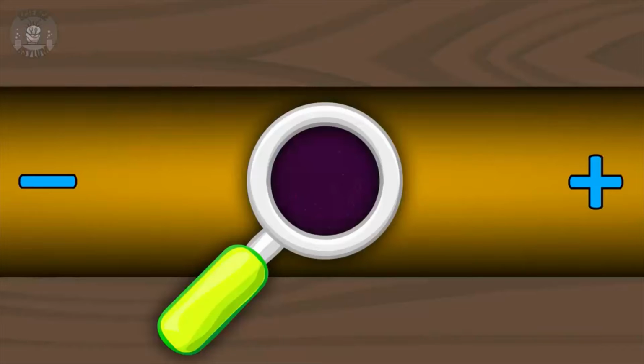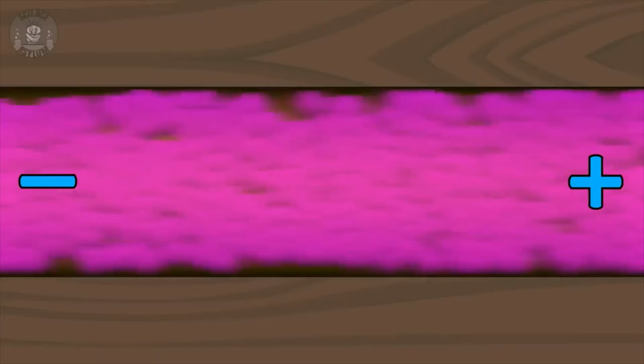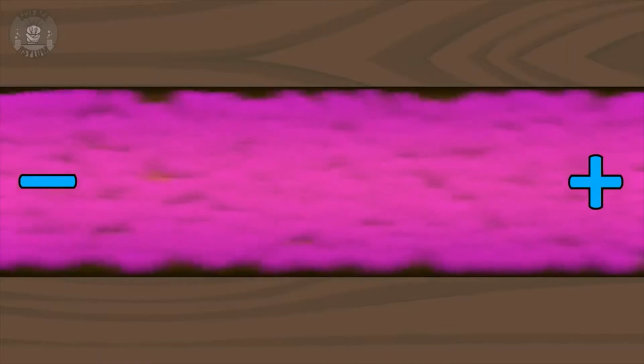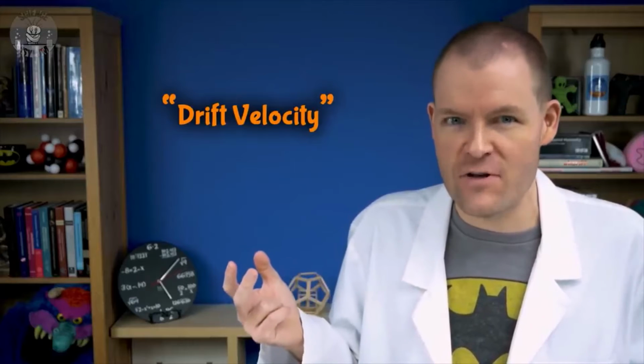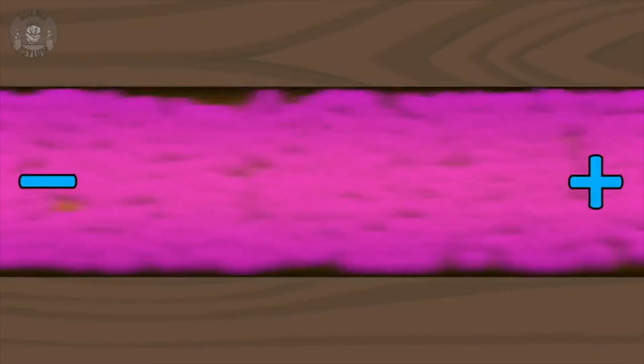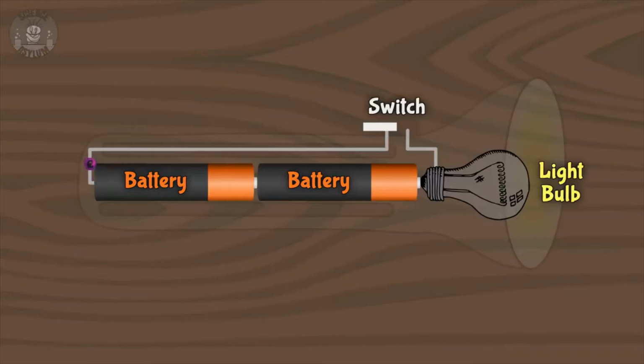We don't really know where individual electrons are in this wire, but we do know the whole collection of them is drifting forward. There's something called drift velocity, which tells us how fast that drift is. In this copper wire, it's only about 1.5 inches per hour. It could easily take an hour for the charge to get from the battery to the light bulb.